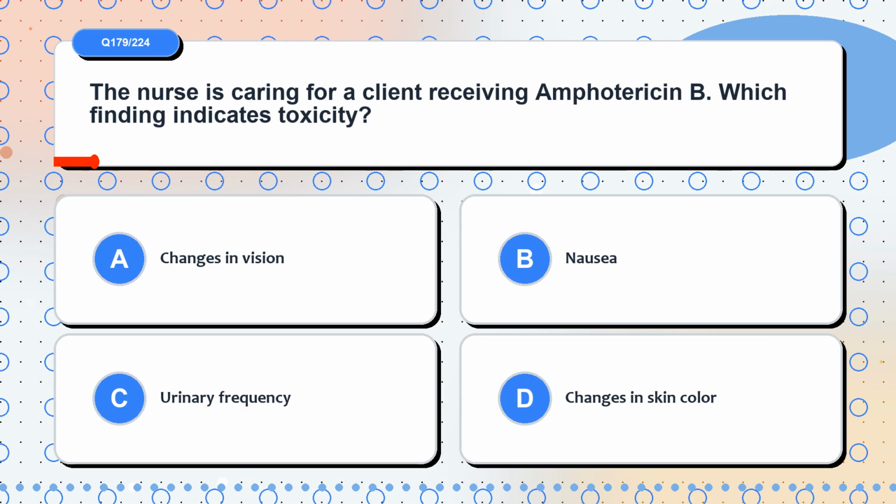Question 179. The nurse is caring for a client receiving amphotericin B. Which finding indicates toxicity? Here are the options. Option A. Changes in vision. Option B. Nausea. Option C. Urinary frequency. Option D. Changes in skin color.